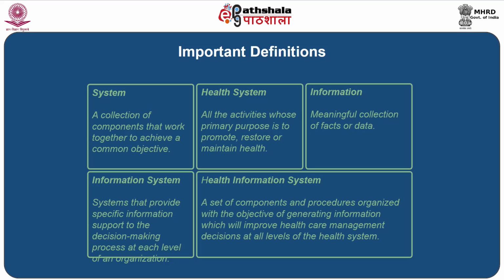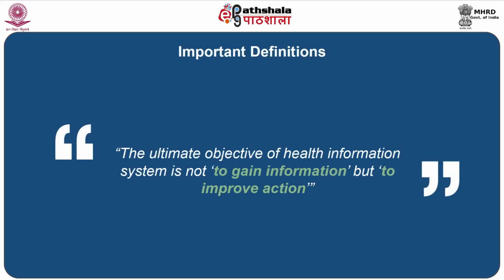Then information system means a system that provides specific information support to the decision makers in decision-making process at each level of an organization. Hence, health information system may be termed as a set of components and procedures organized with the objective of generating information which will improve healthcare management decisions at all the levels of the health system. The ultimate objective of health management information system is not just to gain information but also to improve action.